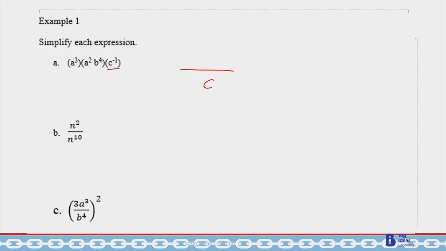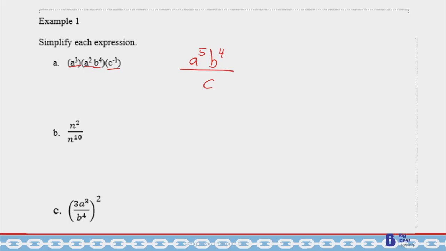So here I'm going to multiply a to the third times a squared times b to the fourth. Well, a to the third times a squared, that is product of powers, right? So I'm going to add those exponents, a to the fifth, and then the b to the fourth is just going to move along. Nothing else needs done with that because it's already in its simplest form.